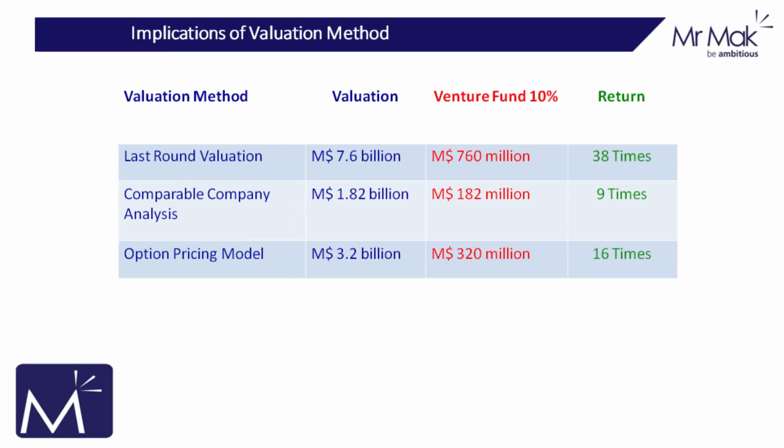If we applied the options pricing model to the same company, we would arrive at a valuation of about 320 million for the venture fund's 10% stake. That's 16 times return. The point I'm trying to make is that based on the valuation method used, different returns and different valuations are going to be reflected in the reports to the LPs.